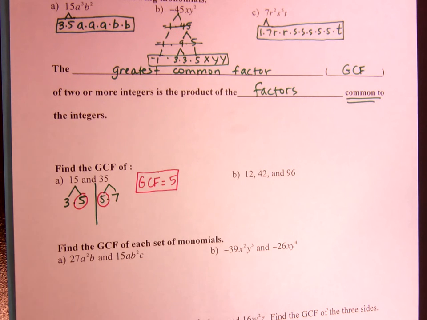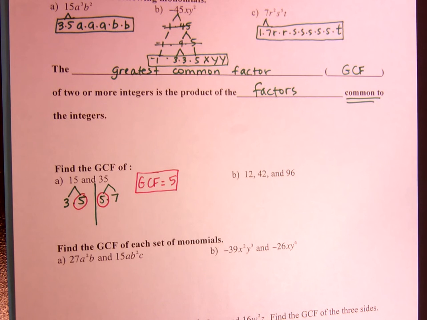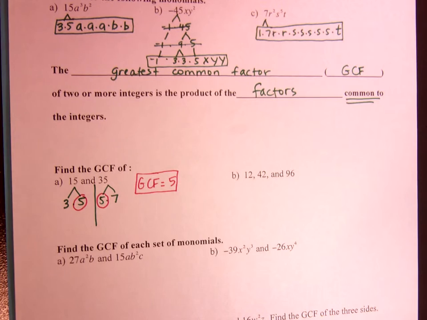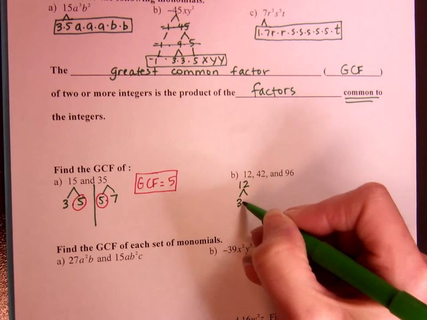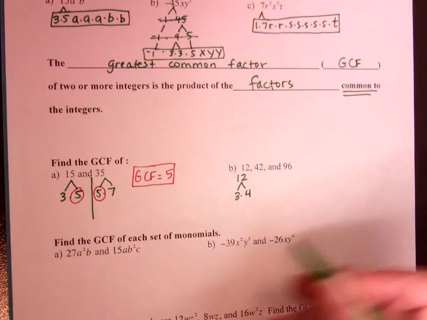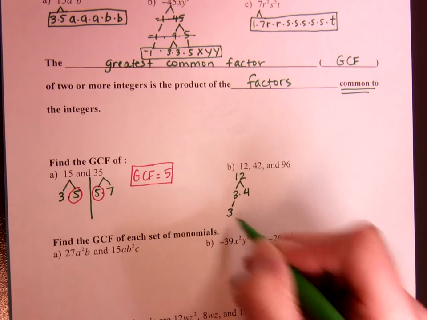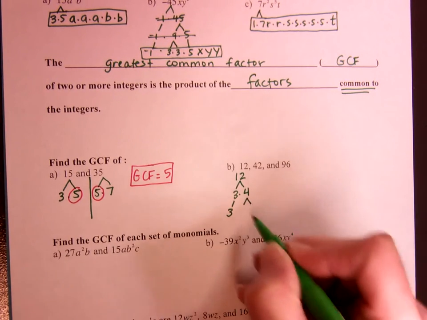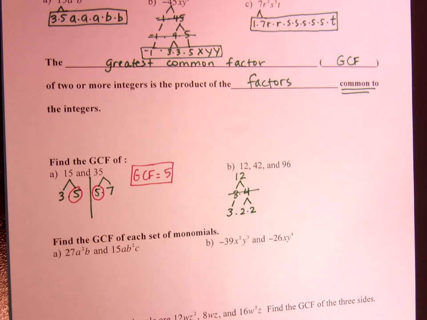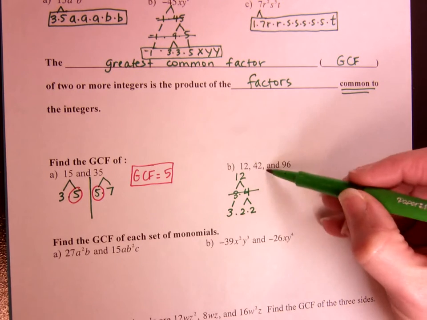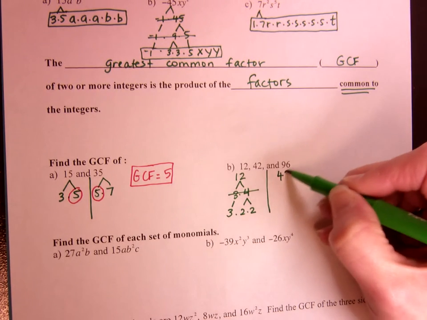All right, the next one has 3 numbers. So that means we need to factor 3 numbers and then see what all 3 have in common. So we're going to do the 12 first. 3 times 4. The 3 is prime, but the 4 is not, so we'll drop the 3 down. 4 is 2 times 2. That's as far as that one will go. Now let's do 42.